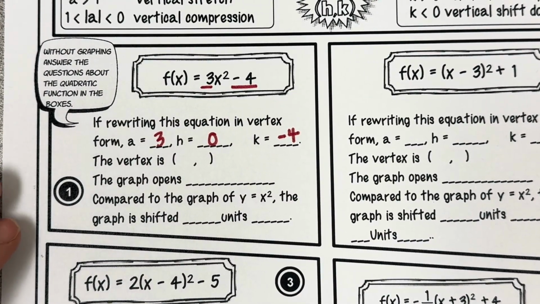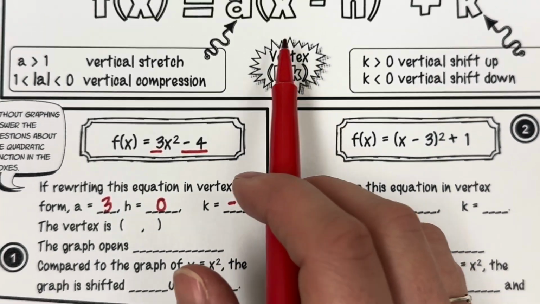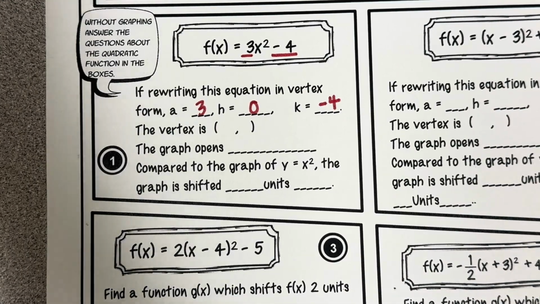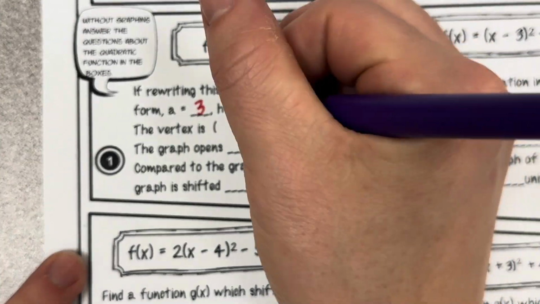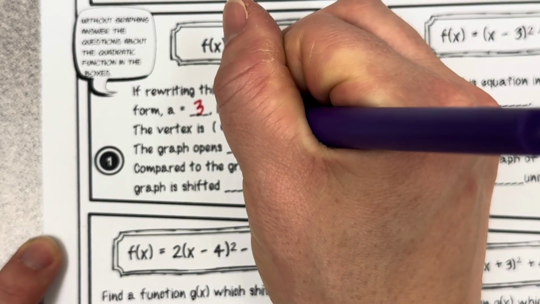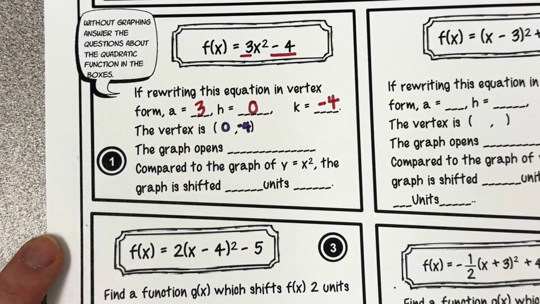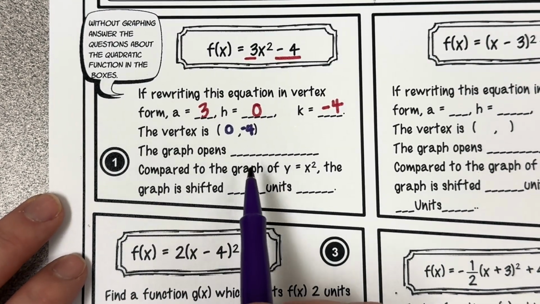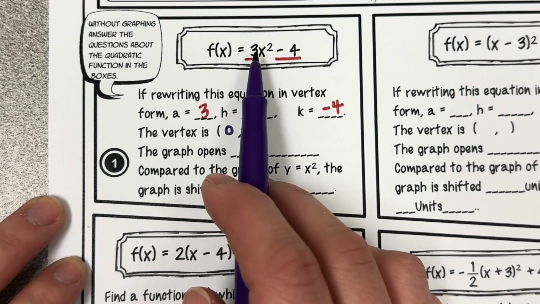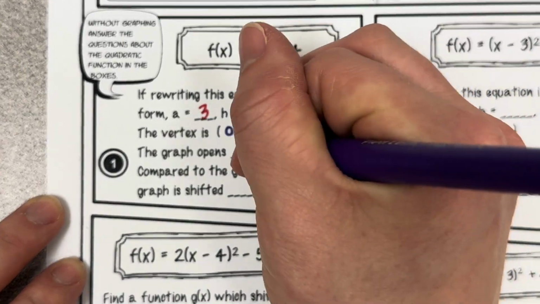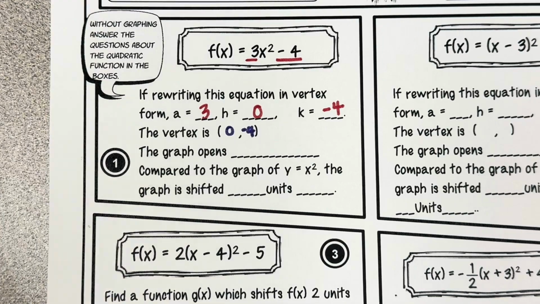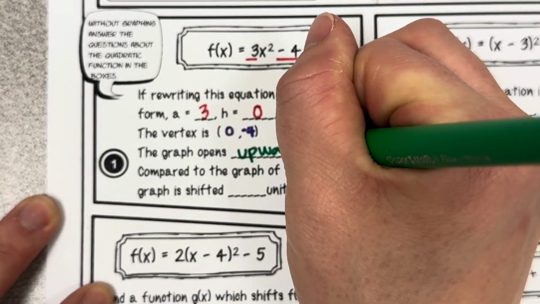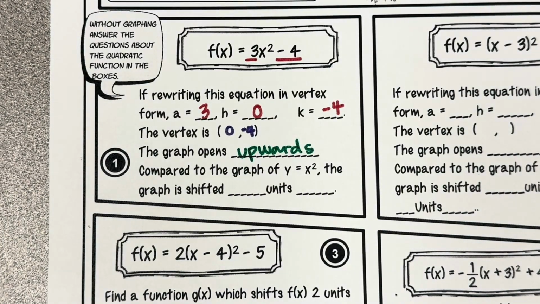Now we can identify the vertex. We've already talked about this, where the vertex is H comma K. So in this case, our vertex is H, 0, comma K, -4. So 0, -4. Now we want to know if the graph opens upwards or downwards. Well, our leading coefficient is +3, so it's greater than 0. So it is going to open upwards.